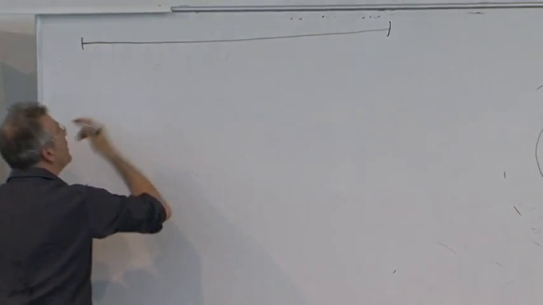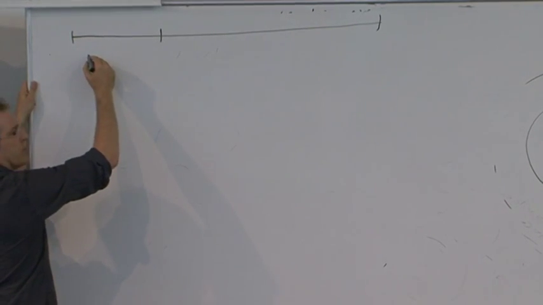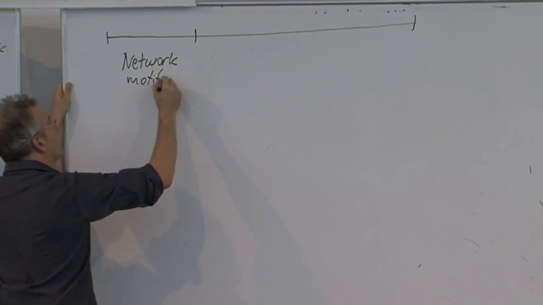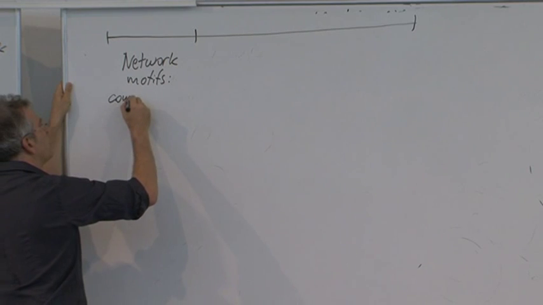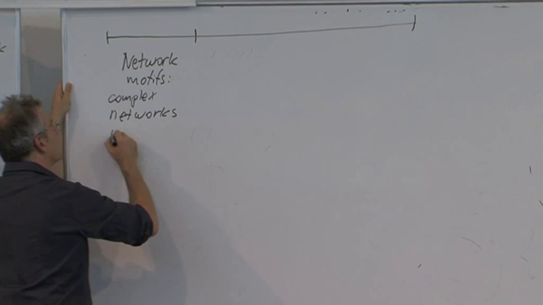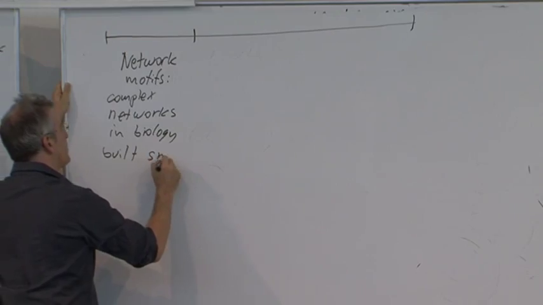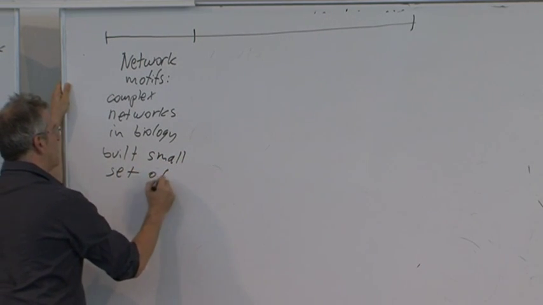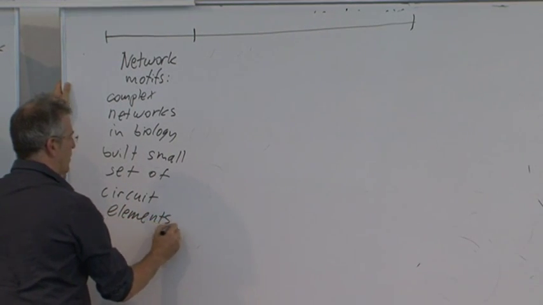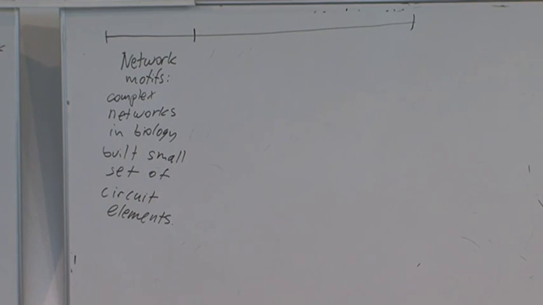So this is the course. We finished one part of it, which had to do with the principle of network motifs. That basically complex networks in biology are built of a small set of circuit elements that we can analyze mathematically, see what their functions might be, then test it experimentally.